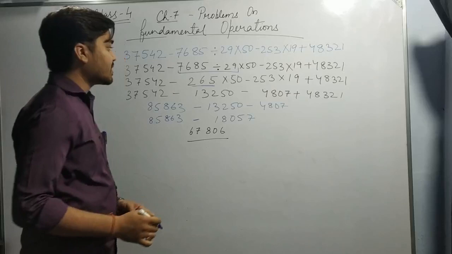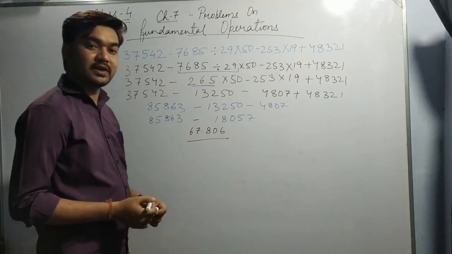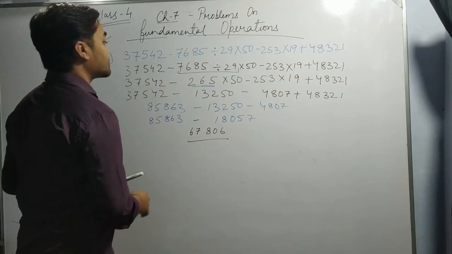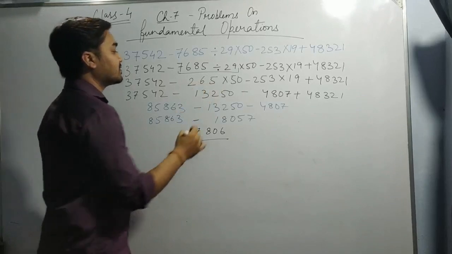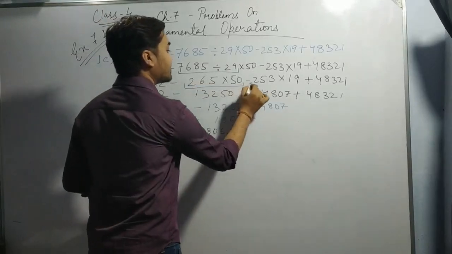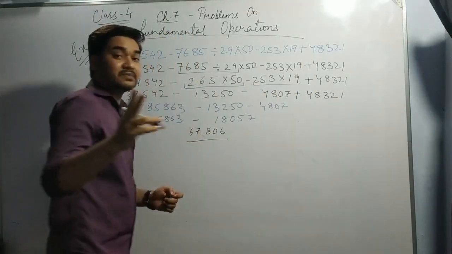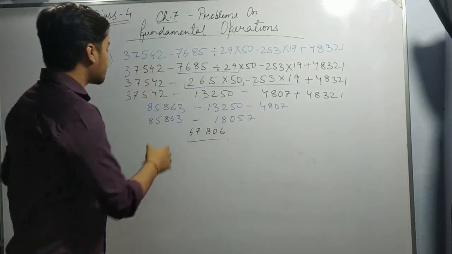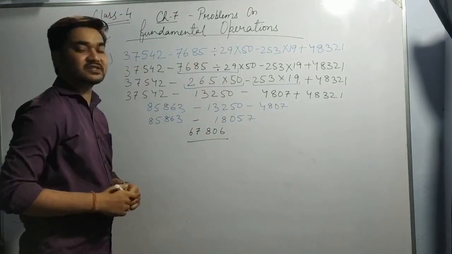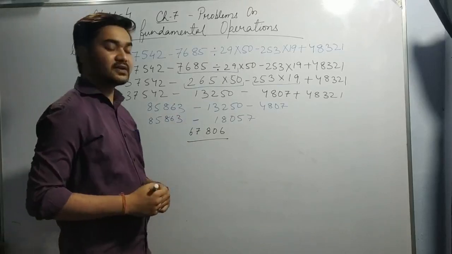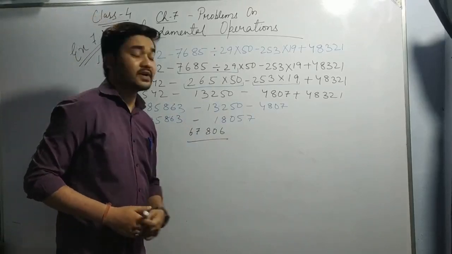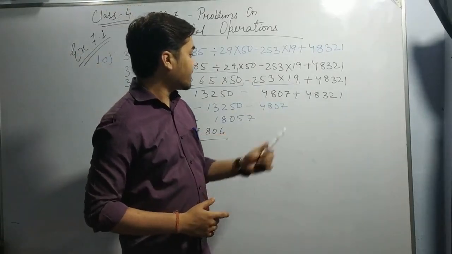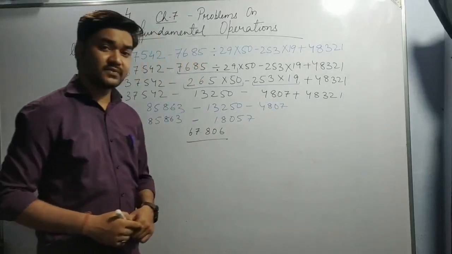After that we have to multiply. Now multiply which two numbers? Two multiplications are there, so we have to multiply two numbers. When we multiply 265 by 50, we are getting 13,250. And when we are multiplying 253 into 19, we are getting 4,807.